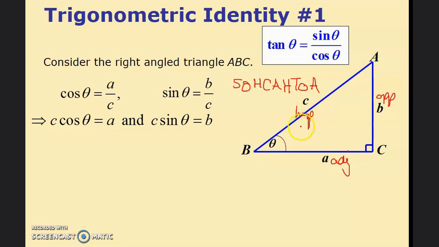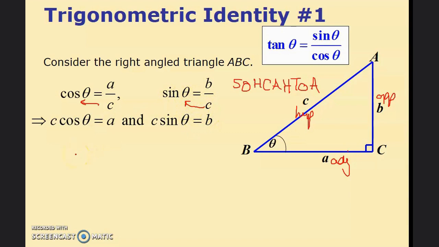Given those three things, you can now see why cos theta is a over c, because cos is the adjacent over the hypotenuse, and sine theta is b over c, opposite over hypotenuse. Both of these equations can be rearranged: if I move the c over, I get that a is equal to c cos theta, and again, b is equal to c times sine theta.